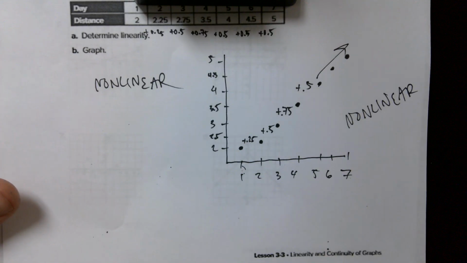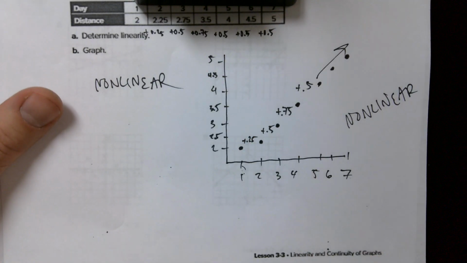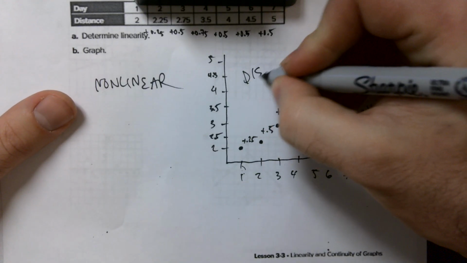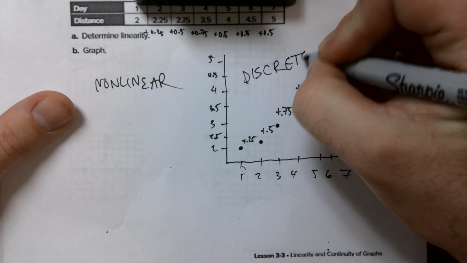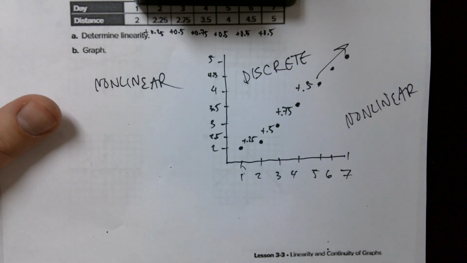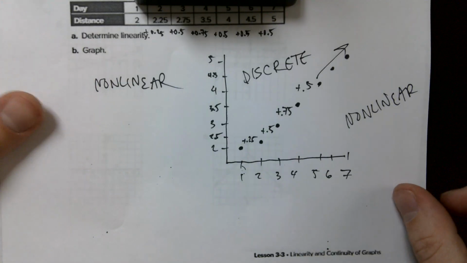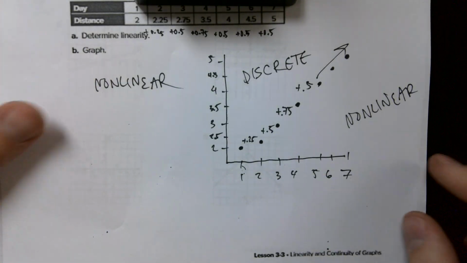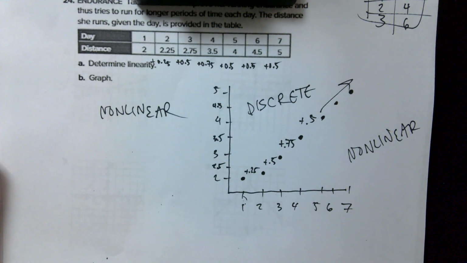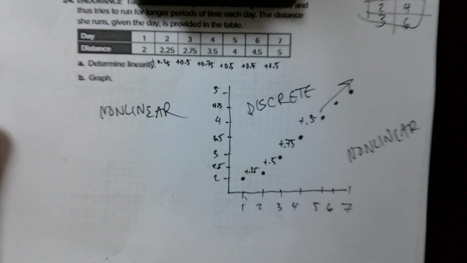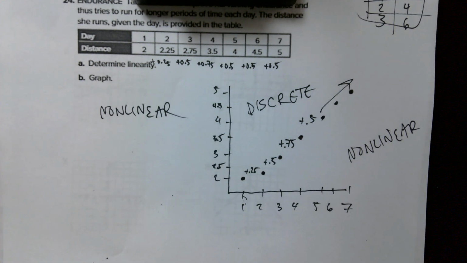What type of function is this? What can I describe this function as? Discrete. How do I know it's discrete? Because there are dots, but they are not connected. The dots are not connected, which makes it discrete. Does that make sense? A little bit?